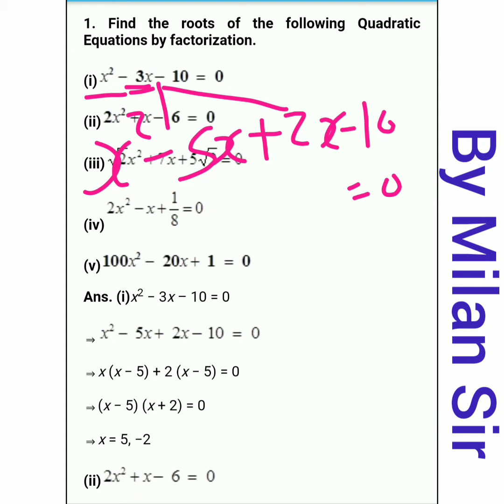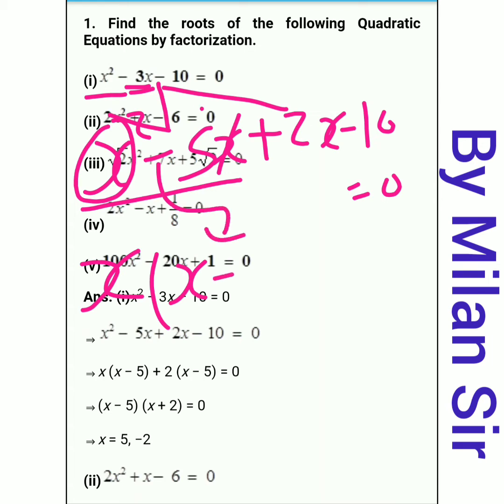Now from the first two terms, we can take x as common, because x is present in both terms. When we take x as common, 1x is cut from the first term and 1x from the second term. So in the first term x remains, then the negative sign, and here 5. So x minus 5.